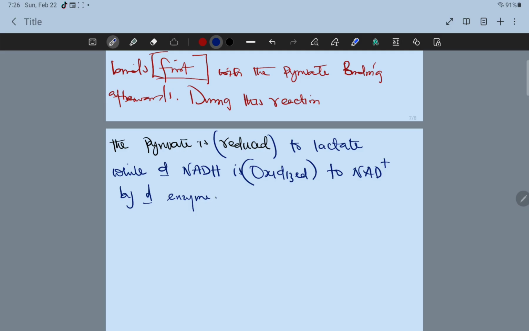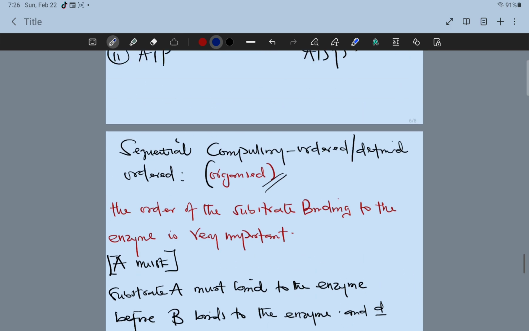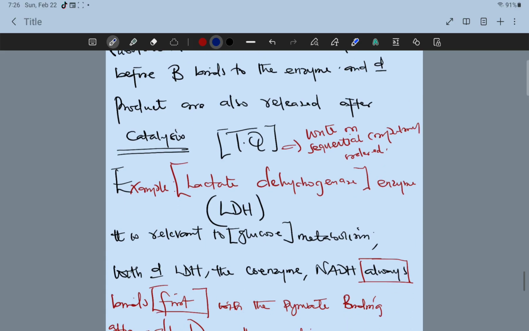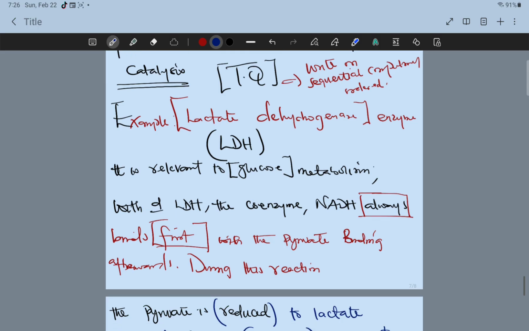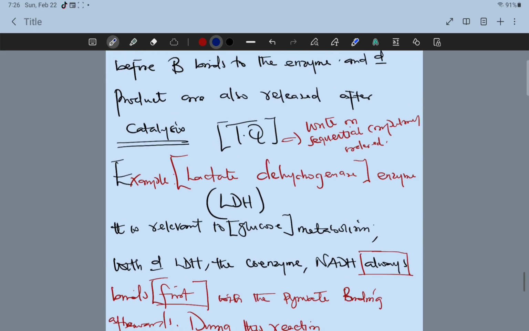So that's why we said, you can see that there is organization here. Yes, there's organization here in sequential compulsorily ordered, because without that organization, it should just be random ordered. Is that not? And we have given a classical example. We said lactate dehydrogenase is the best example so far that can exhibit a sequential compulsorily order, although we have several examples also.